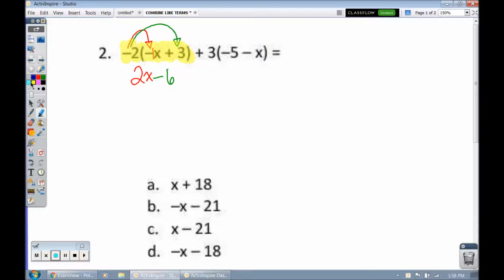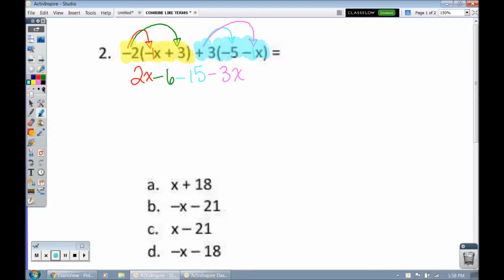Now let's do our next distribution here. Let's distribute this 3. Positive 3 times negative 5, that's going to give us negative 15. We have to put in a little invisible 1 there, so that way we know it's negative 1. Positive 3 times negative 1x is going to give us negative 3x. So we are finished with this guy here, so we're done. We have gotten rid of all the parentheses.